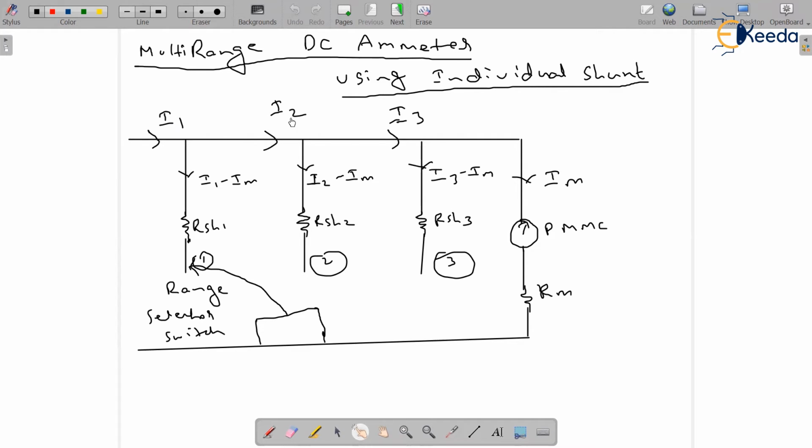So I1, I2, I3. As the meter current Im is passing here, this becomes I1 minus Im, I2 minus Im, I3 minus Im. The next, this is RSH1, RSH2, RSH3. So this becomes the range selector switch. So this is the simple technique that we did earlier.